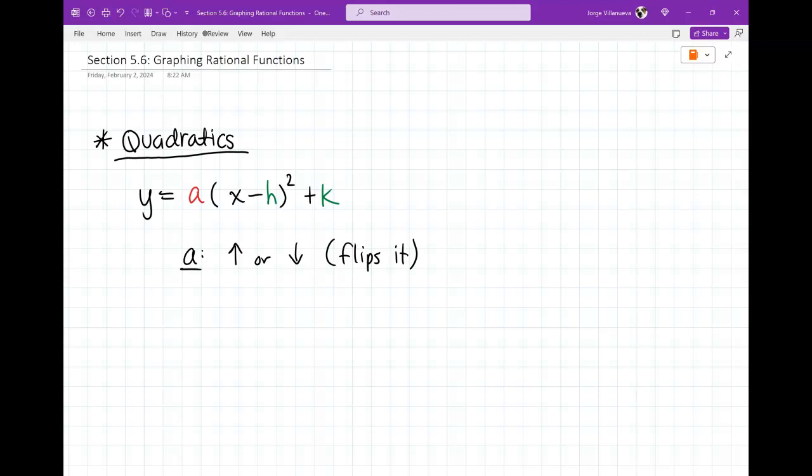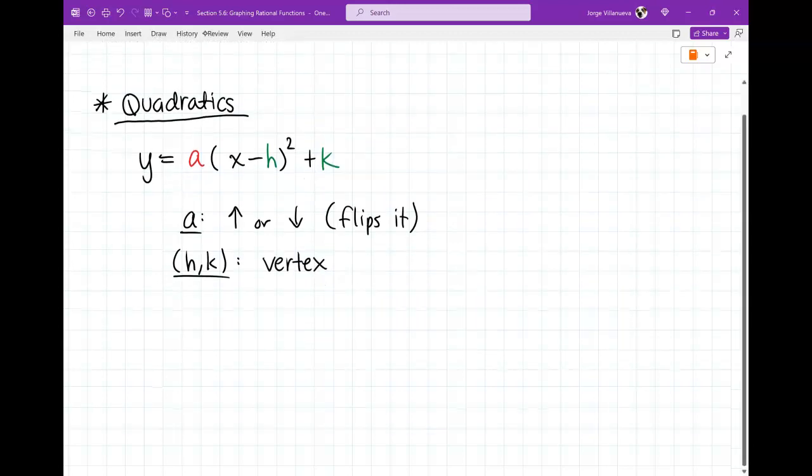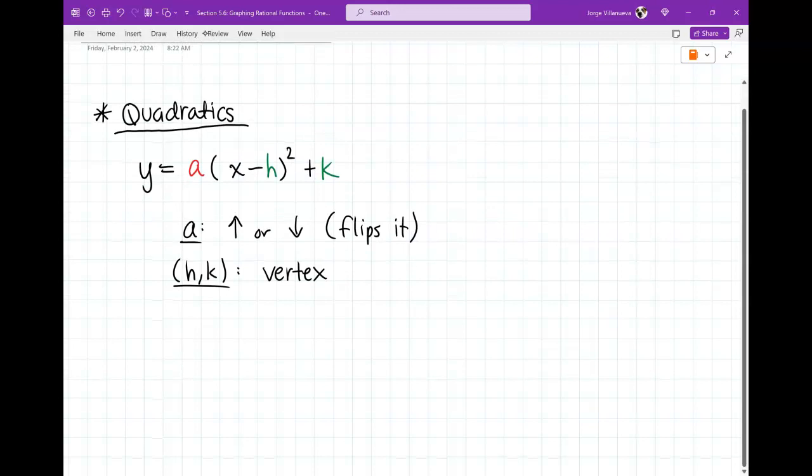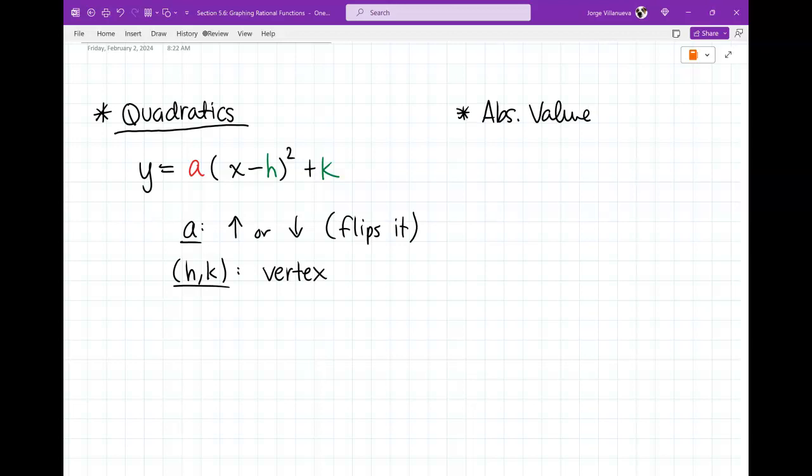And you guys remember what H and K were? The vertex, right? H and K, this is our vertex. All right. Now, I'm not going to go into any more. I just want you guys to look at that. Okay, focus on that. Now, we also did absolute value functions. Absolute value functions. And those equations look like this.